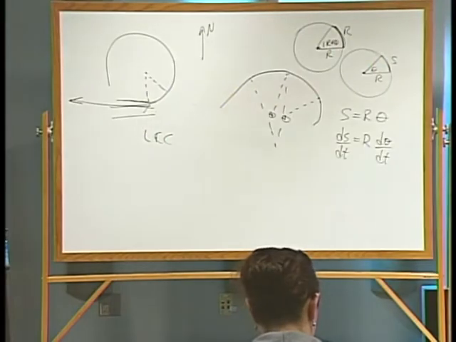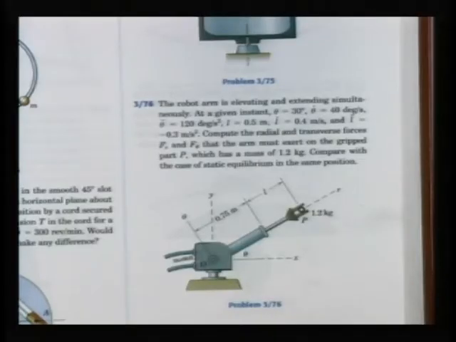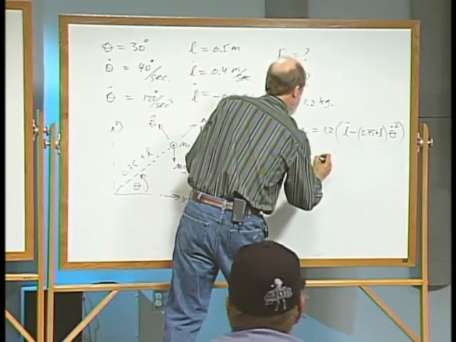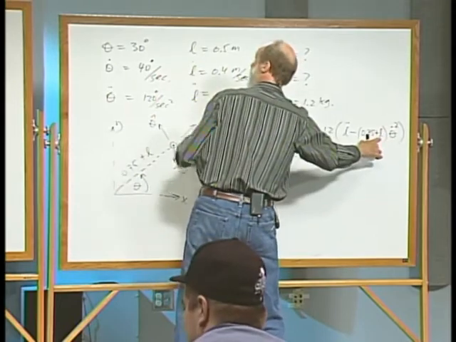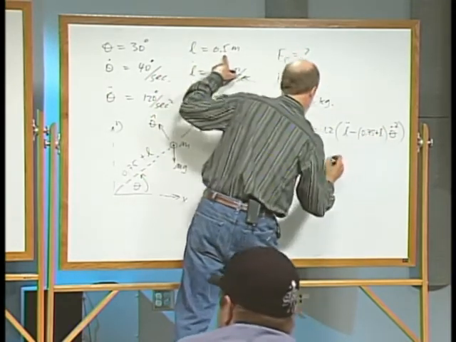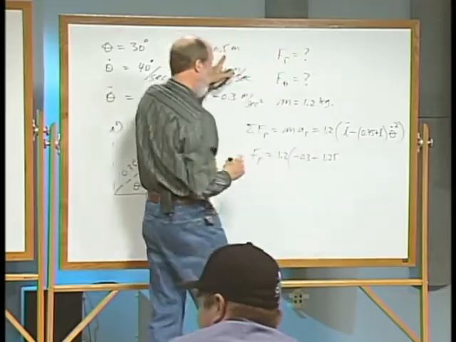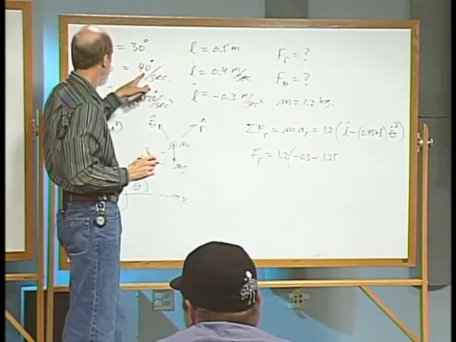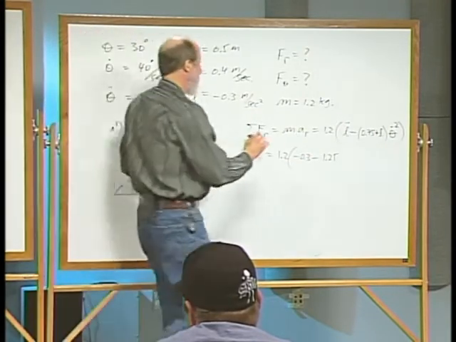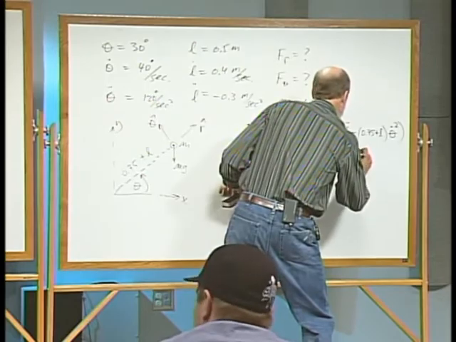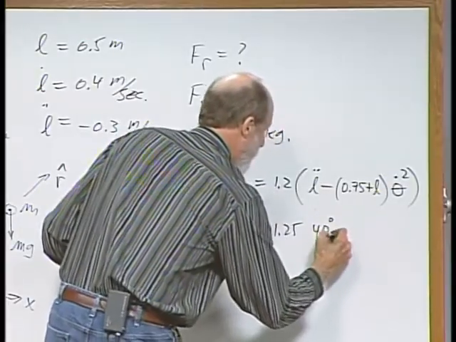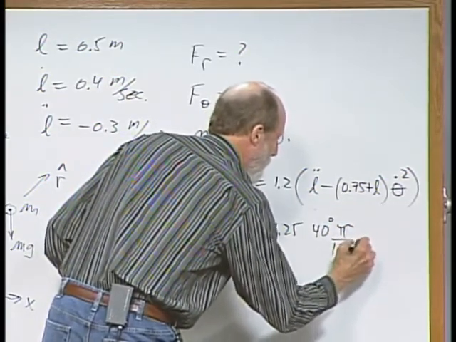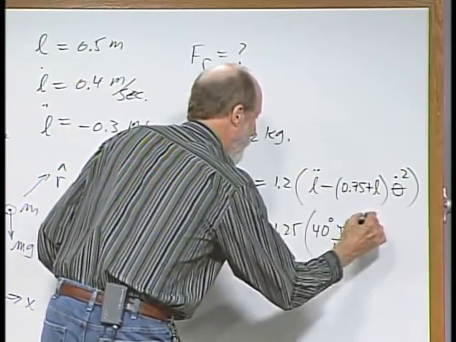Okay, so back over here, when we drop these numbers in, we have our 1.2, we have our L double dot term, which is negative 0.3, and we have minus, we're adding an L value of 1/2, so this becomes 1 1/4. Add 1/2 to 0.75, and then our theta dot term, which we'll be squaring, is 40 degrees per second. We're going to have to take that 40 degrees per second and multiply it by pi over 180 to turn it into radian units, and then square that value.